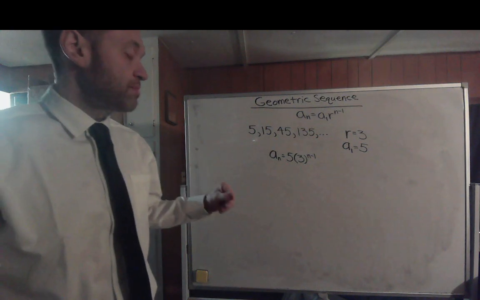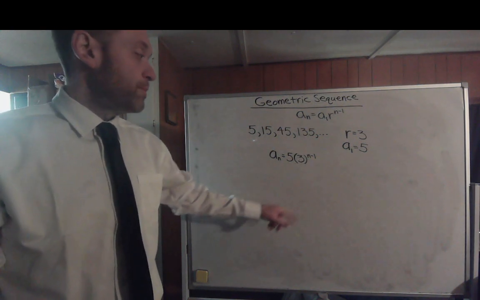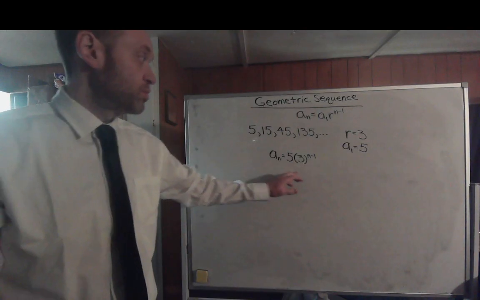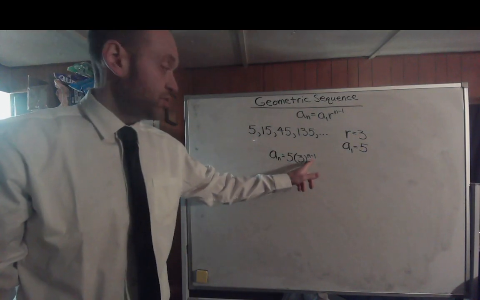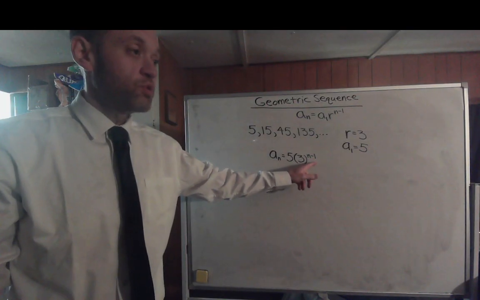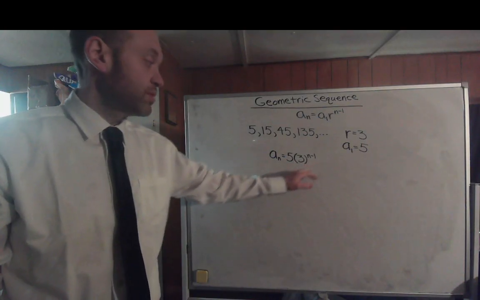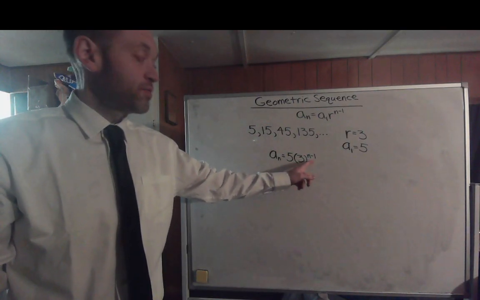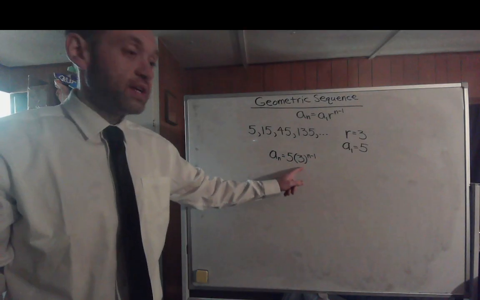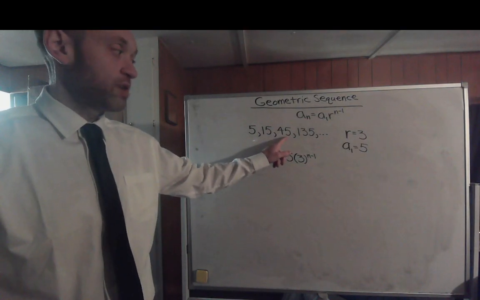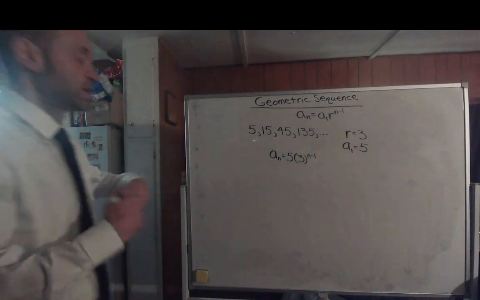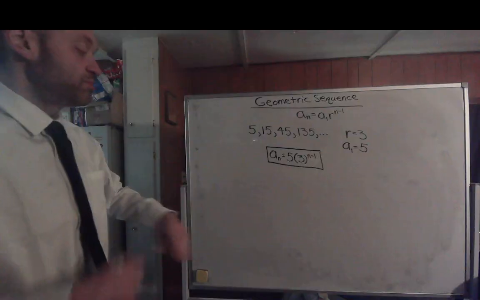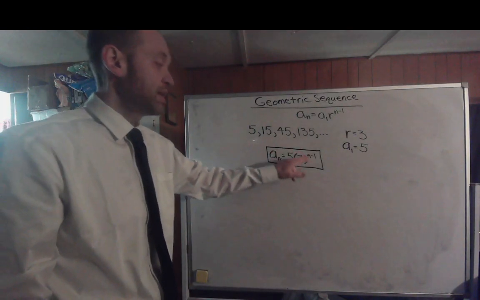Let's say I put in n being 1. Well, 1 minus 1 is 0, 3 to the 0 power is 1, and 5 times 1 is 5. Now if I put in 2 for n, I will get 2 minus 1, which is 1. 3 to the first power is 3, times that 5 is 15. Then if I put in 3 for n, I'll get 3 minus 1, which is 2. Well, 3 to the second is 9, times that 5 is 45. So we see this formula holds. So the formula for this particular geometric sequence is a sub n equals 5 times 3 to the n minus 1.